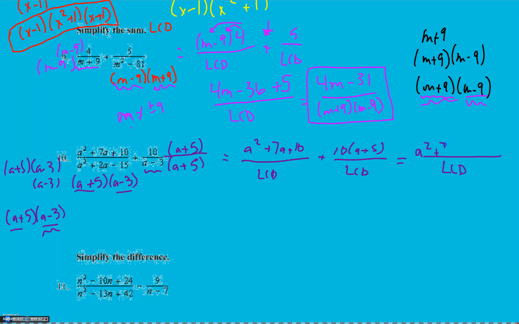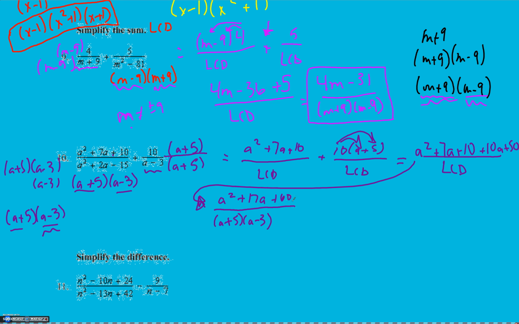A squared plus 7a plus 10 plus, I'm going to distribute here, 10a plus 50. Combine your like terms. I'm going to move down here. A squared plus 17a plus 60 over, I'm going to rewrite my common denominator.